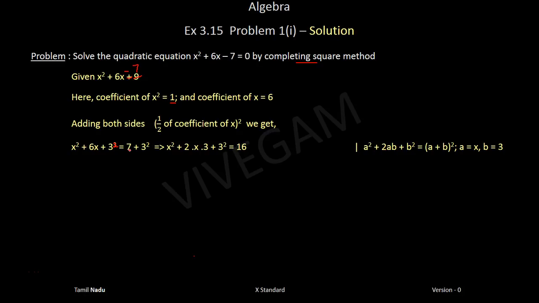So 7 will go to the other side, right? And plus 3 square. So now what will you get? You'll get x square plus 6x plus 3 square, and this is 7 plus 3 square, that is 9. 9 plus 7 is 16.